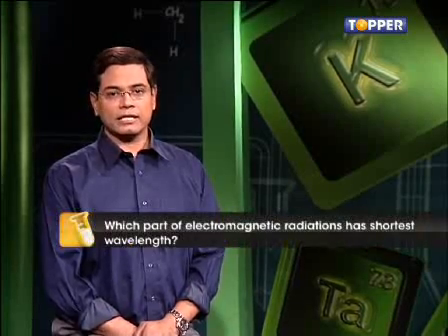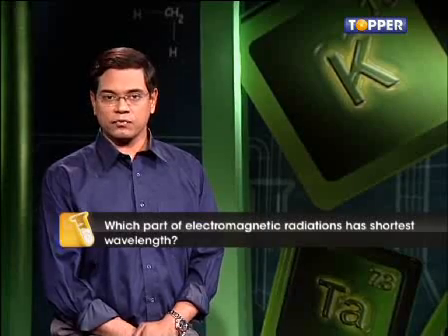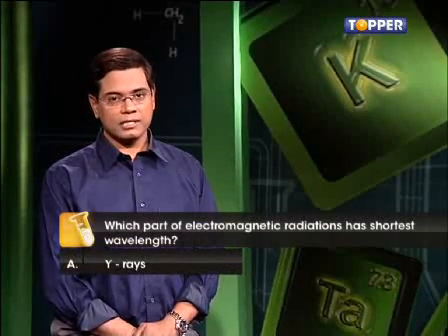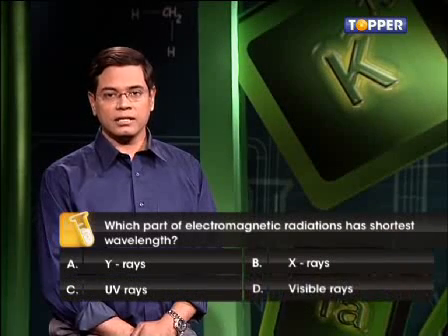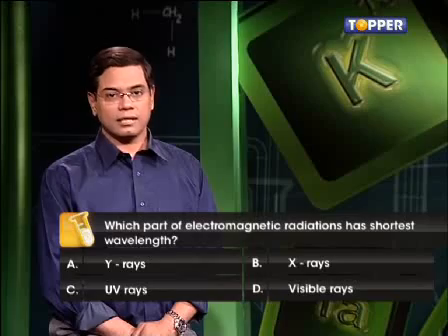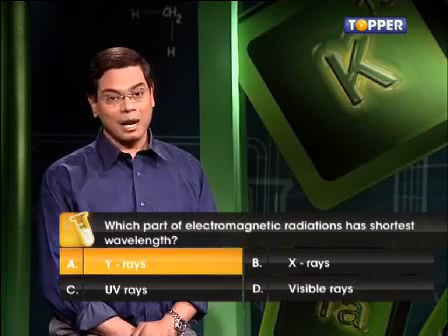Here is the first question. Which part of electromagnetic radiations has shortest wavelength? A. Gamma rays, B. X-rays, C. UV rays, D. Visible rays. The correct answer is A. Gamma rays.